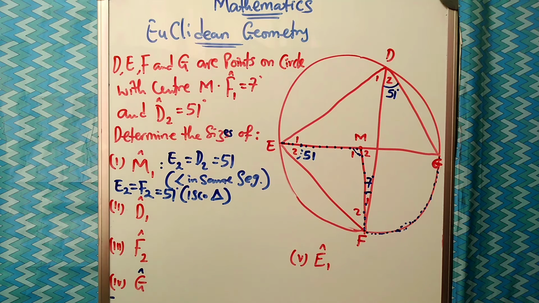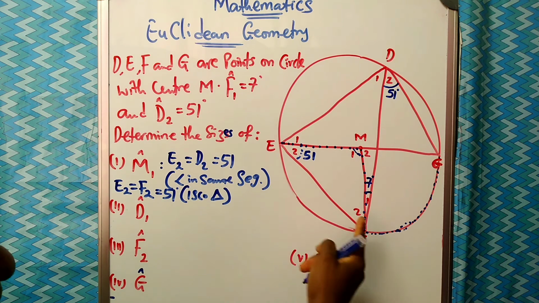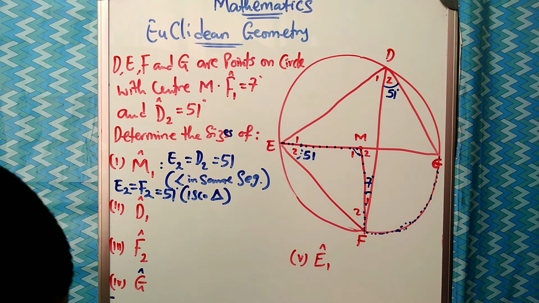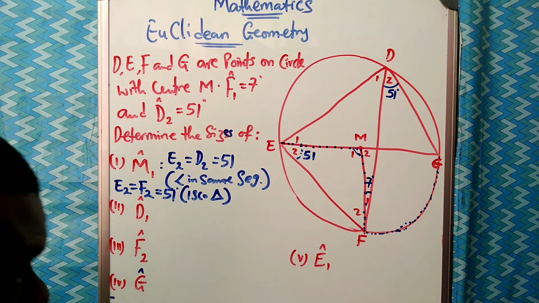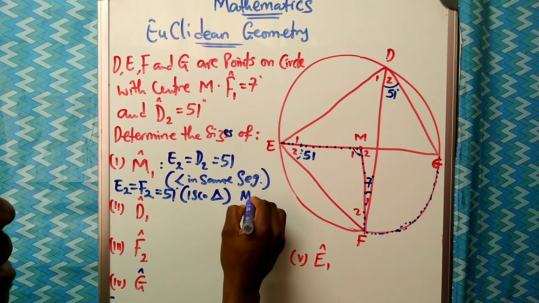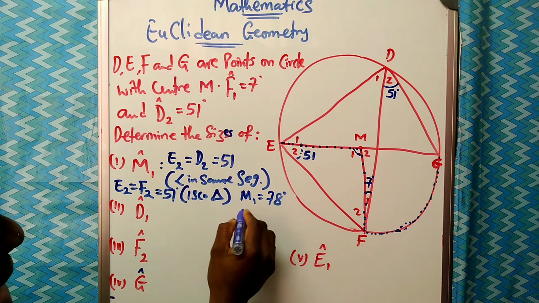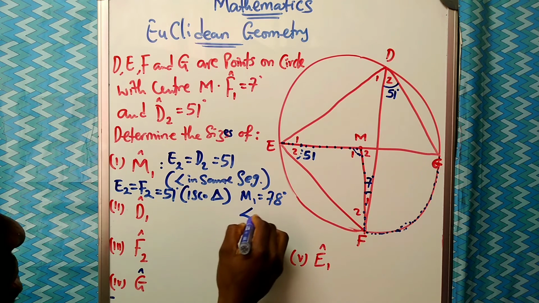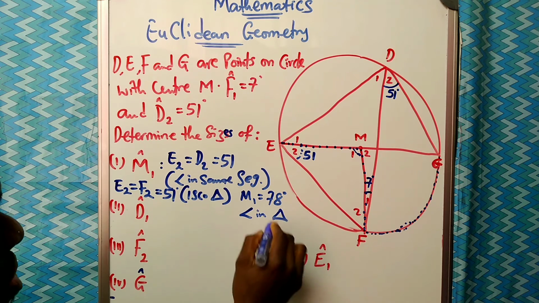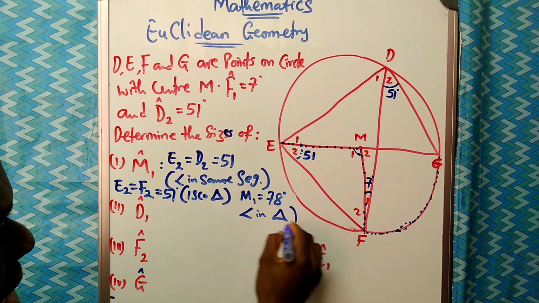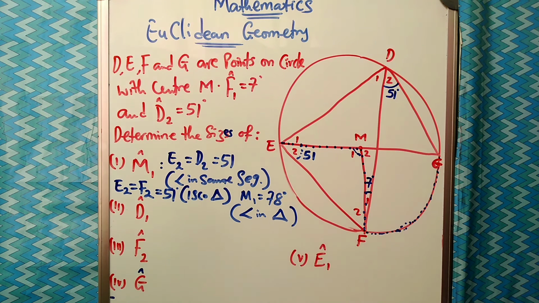Now for my M1, the total angle in a triangle is 180. So if I have this one as 51 and this one as 51, if I subtract from 180, definitely my M1 is going to be 78. Angle in a triangle. Sorry, please, because of the space. Angle in a triangle. Okay, I hope we are clear with that.